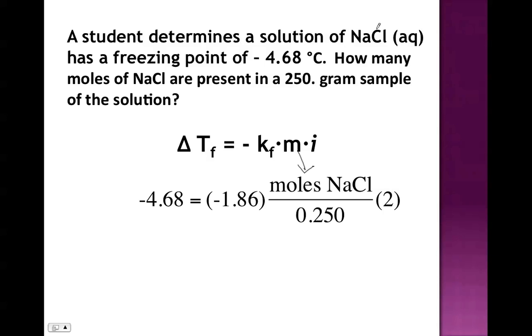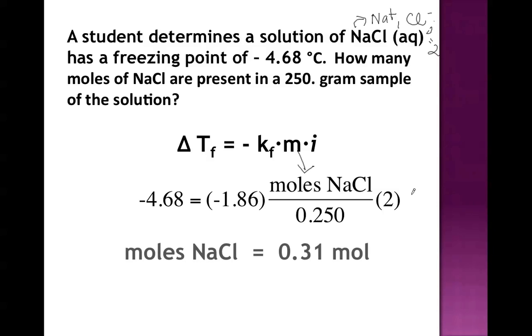And then i is equal to 2 because we get Na plus, Cl minus, our negative ion, so i is equal to 2. So that's where this 2 comes in. So you really need to be able to break apart those ions and recognize ionic versus molecular in order to get the correct i value. And then when we solve appropriately for our missing variable of moles of NaCl, we find that we need 0.31 moles of NaCl in order to drop the freezing point by 4.68 degrees.